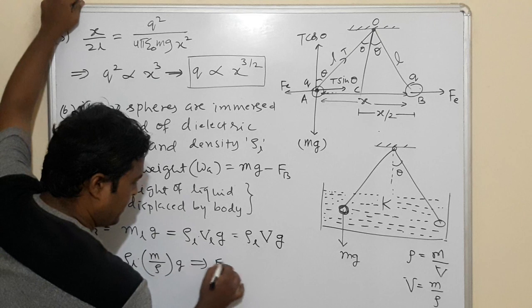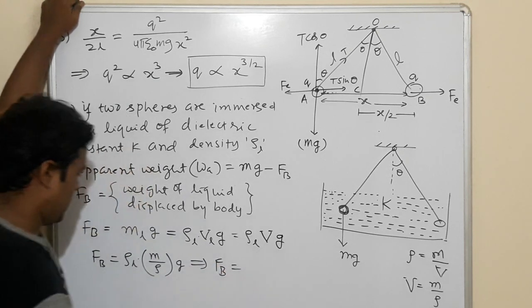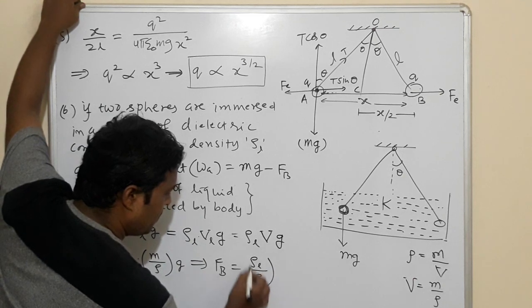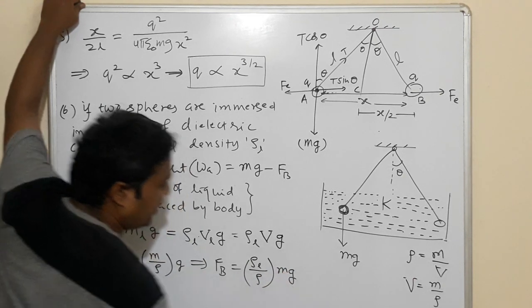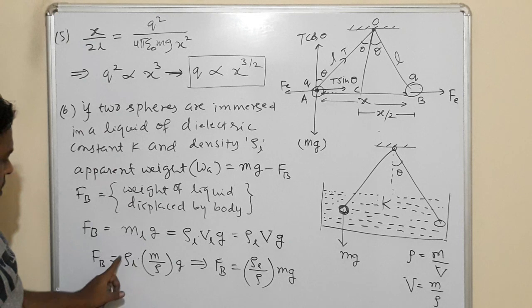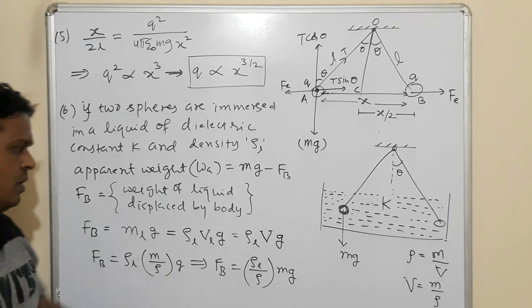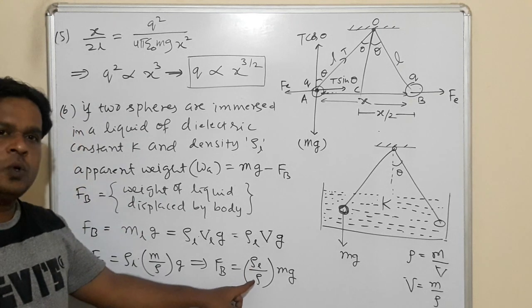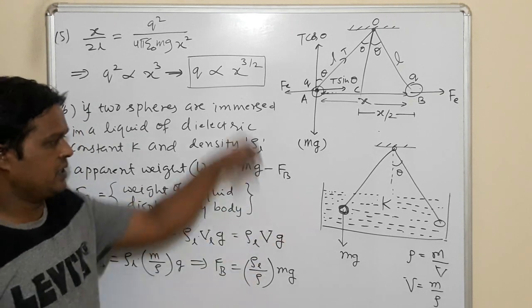This implies that buoyant force is equal to rho L by rho into mg. Rho L by rho into mg. What is rho L? Density of the liquid. What is rho? Density of that solid body which is immersed inside the liquid.